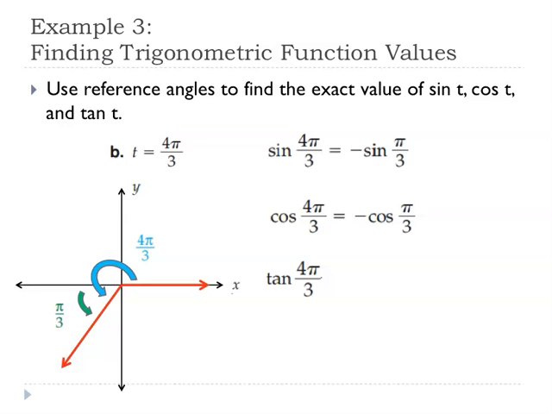And tangent is the only one that's positive, so this is going to be the same as tangent of pi over 3. And then now it's just a matter of using those memorized values. So sine of pi over 3 is root 3 over 2, so this is negative root 3 over 2. Cosine pi over 3 is equal to 1/2, so this is equal to negative 1/2. And then tangent of pi over 3 is equal to root 3.